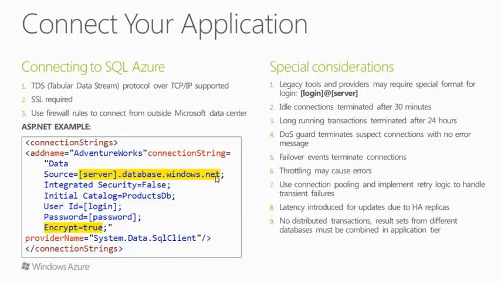Long-running transactions will be terminated after 24 hours. Again, we want to make sure that you're not taking critical resources from somebody else. So if you've got a runaway transaction, or you've just got a long-running transaction and it's still going after 24 hours, it will be terminated. There are some denial of service guards that will terminate suspect connections with no error message. So if SQL Azure determines that something funky is going on, it will terminate those connections as well. Failover events will terminate connections too. So if it has to fail over, all the connections will be terminated.